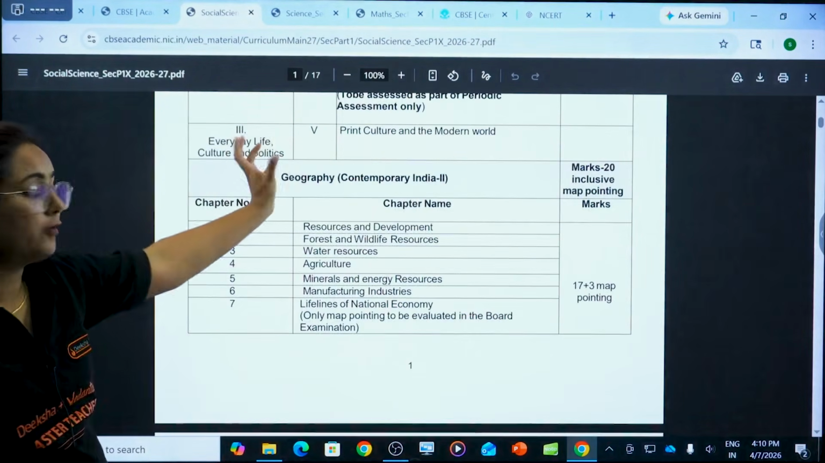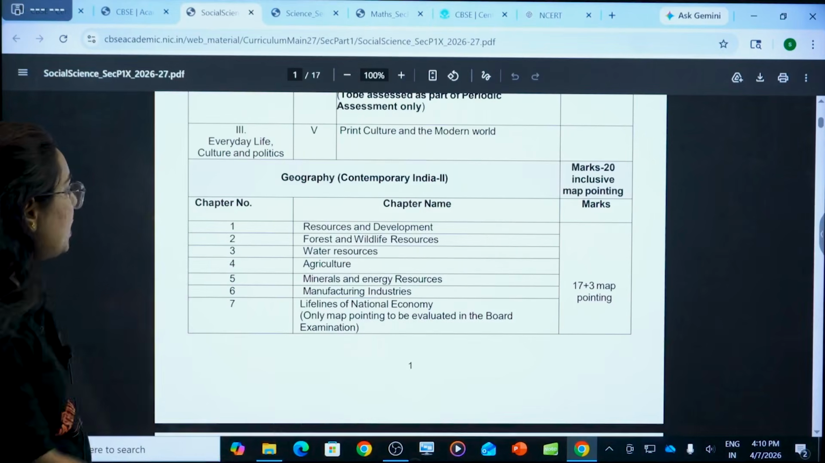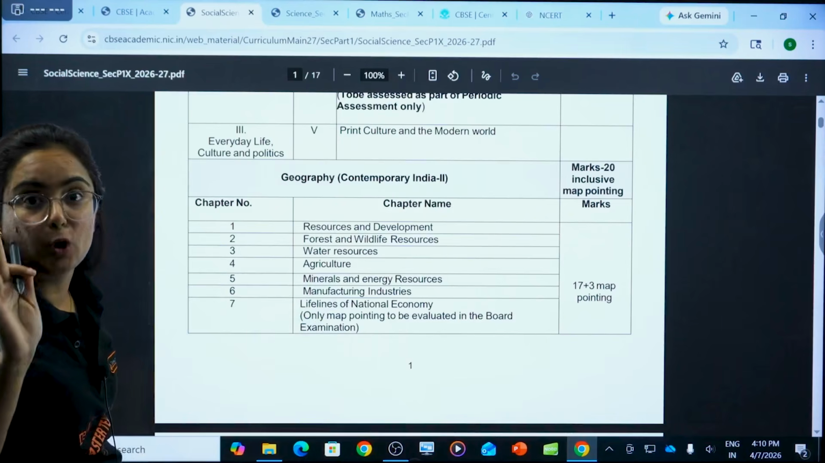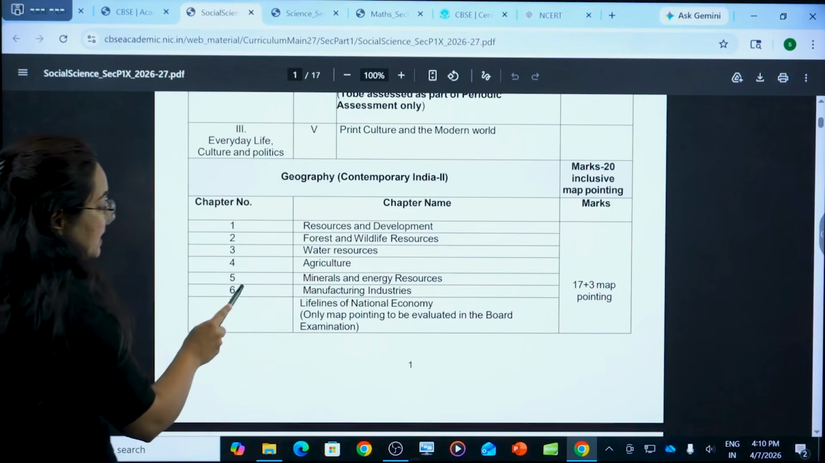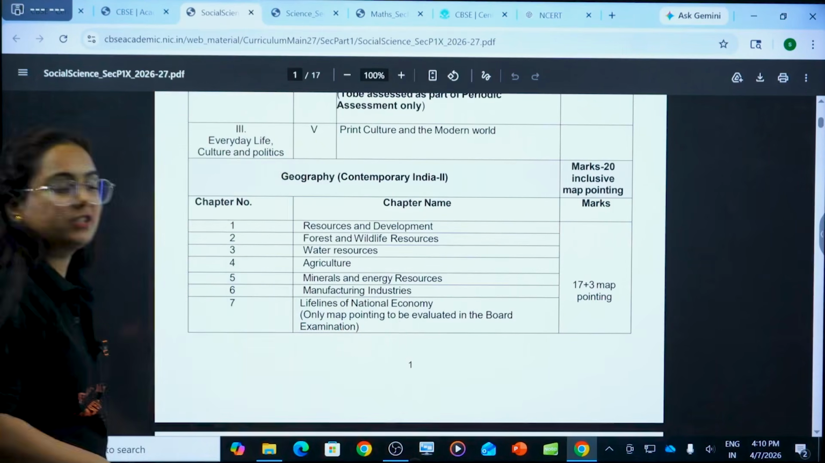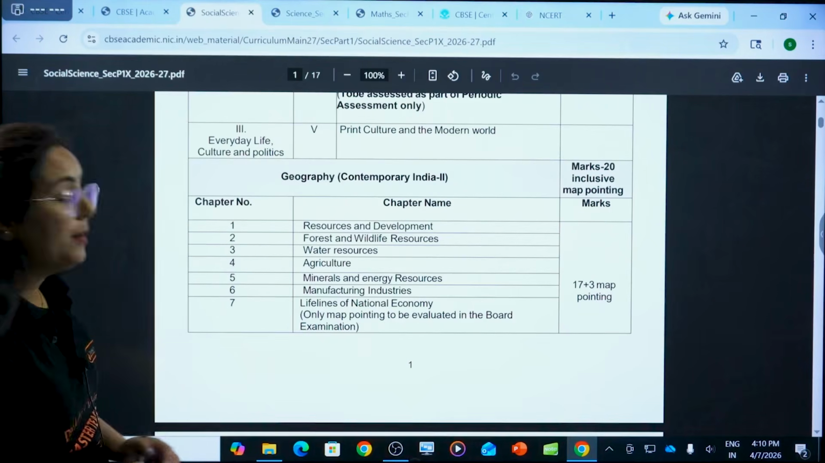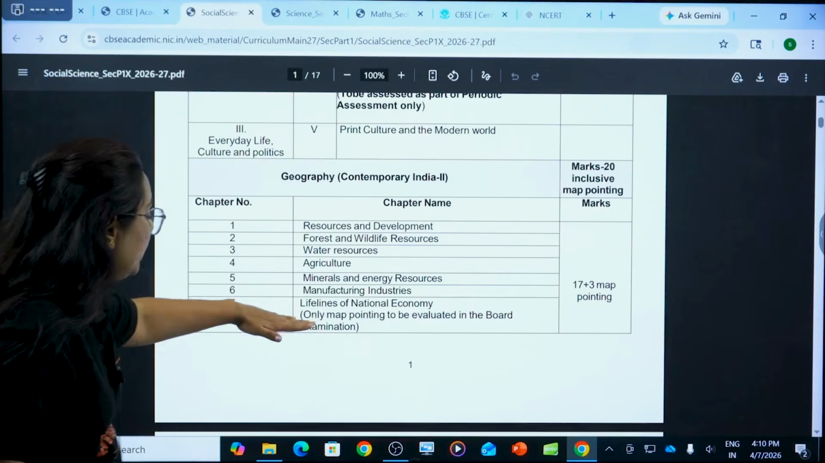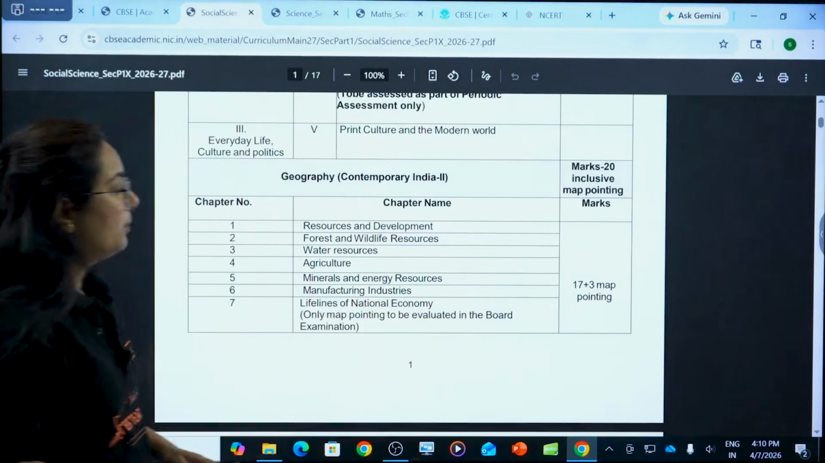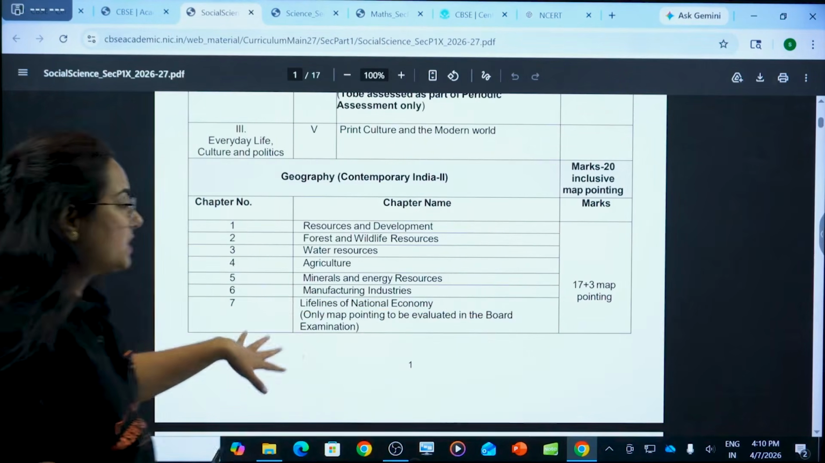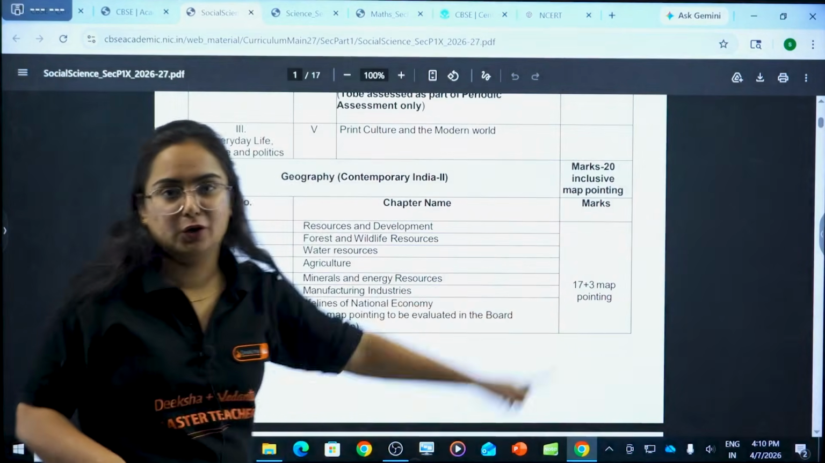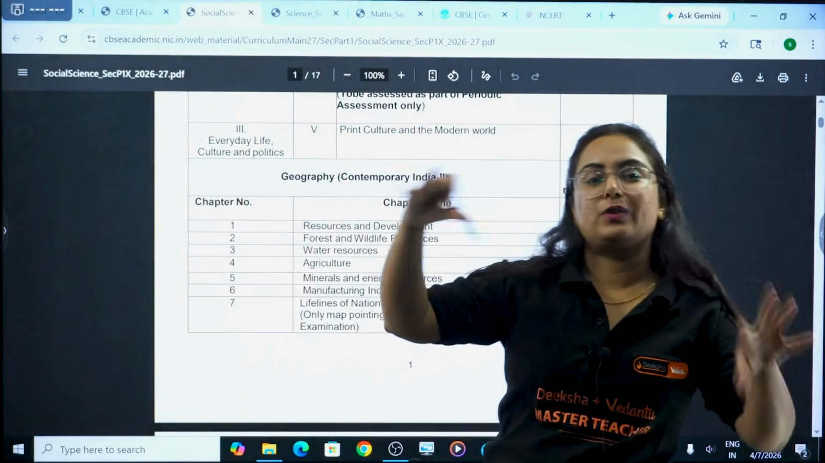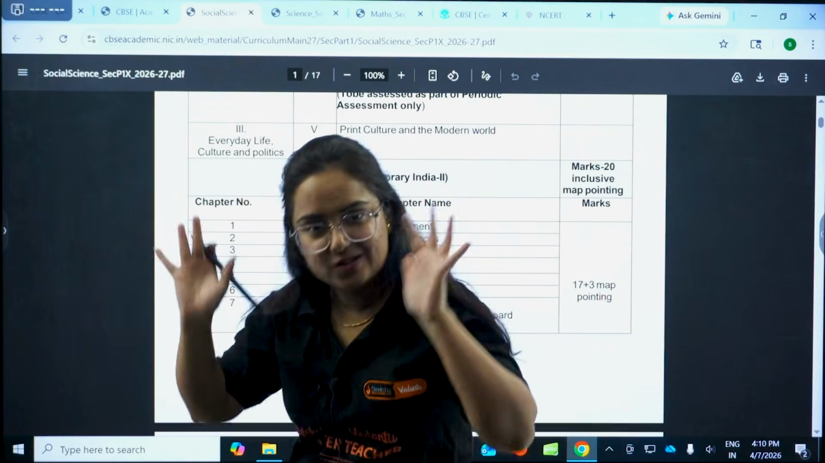Now here is the list of geography chapters. See here, 1, 2, 3, 4, 5 and 6. 6 chapters are going to come totally. For the rest, if we talk about the 7th chapter, that is Lifelines of National Economy, be happy because only map work will come from this chapter. Here it is written, only map pointing to be evaluated in the board examination. So 3 marks from map, 17 marks from the theory. It is divided such that history 20 marks, geography 20 marks, civics 20 marks, economics 20 marks.